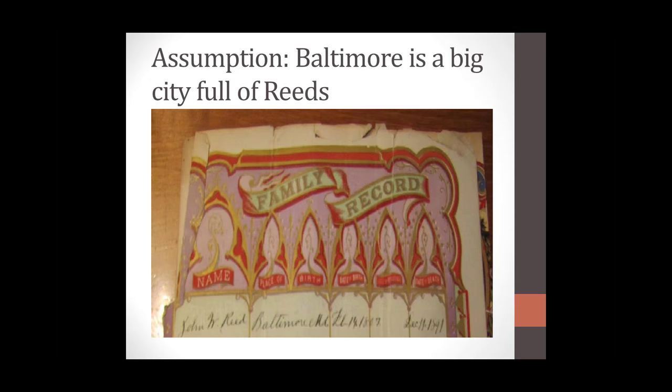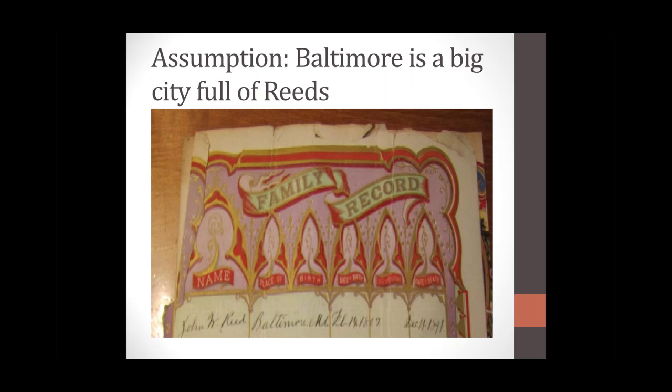One of the other assumptions that people make is about the size of cities and how many family records there are. I apologize for this kind of fuzzy photo here, but I have an ancestor, a third great-grandfather, John W. Reed, who was born in Baltimore on February 14th, 1807. I'm thinking, how am I ever going to find a John Reed in a large city in 1807? How is that going to happen?